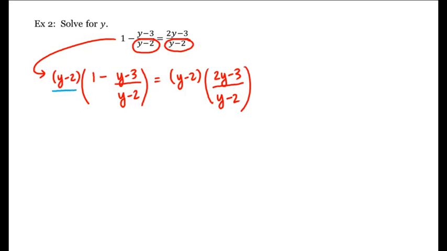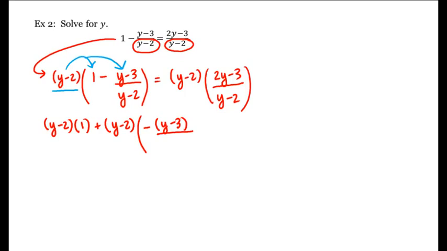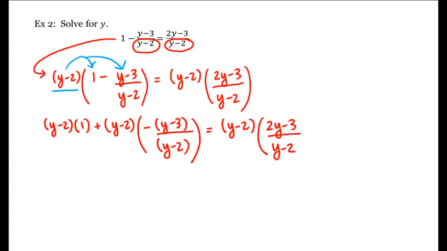And now we'll distribute the (y - 2) to both of these terms, which gives us (y - 2) times 1 plus (y - 2) times -(y - 3) divided by (y - 2) is equal to (y - 2) times (2y - 3) divided by (y - 2). And again, we can cancel these common factors of (y - 2) on both the left and the right-hand side, assuming, of course, that y does not equal 2.